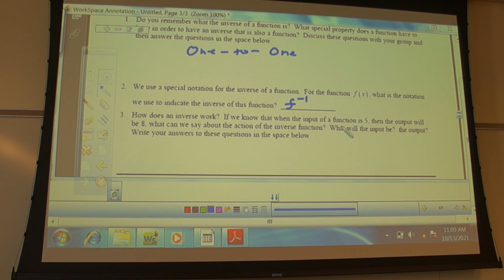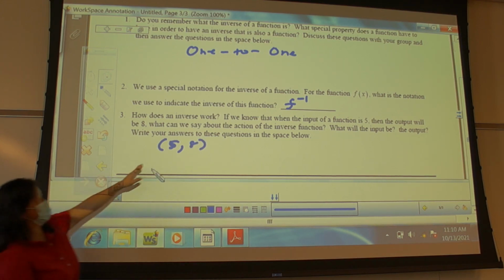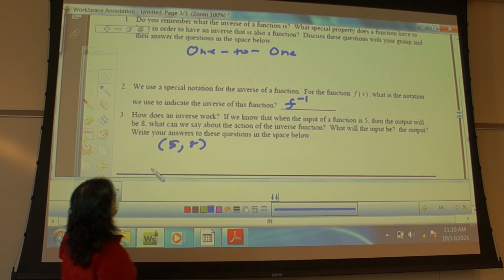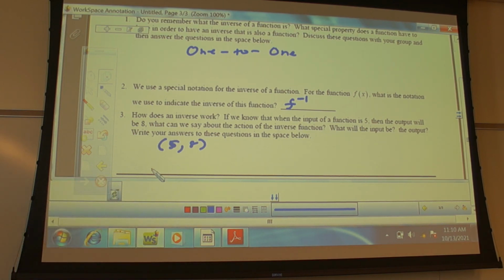If we know that the input of a function is 5, then the output will be 8. Input is 5, output is 8. Then what about the inverse? An input of 8 will have an output of 5. In other words, what happens with the x and the y? They swap places.